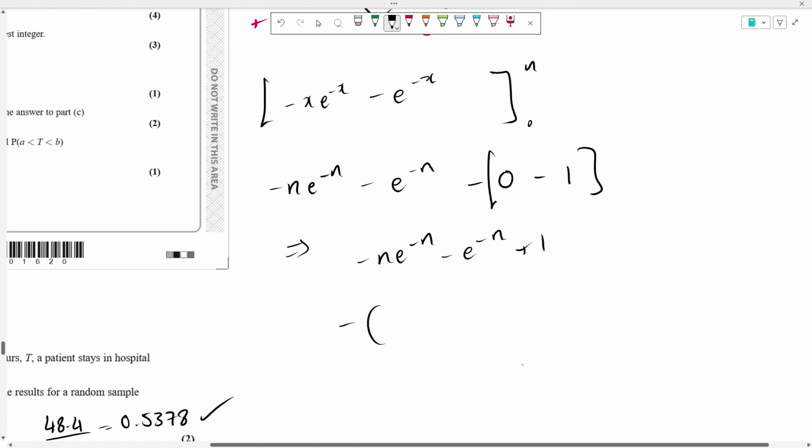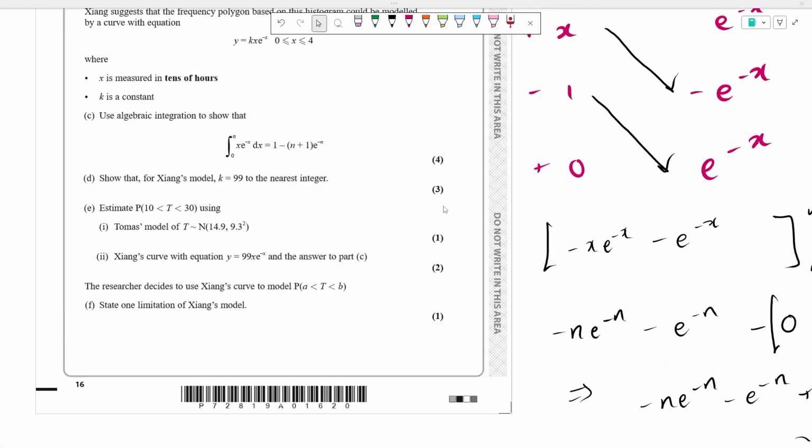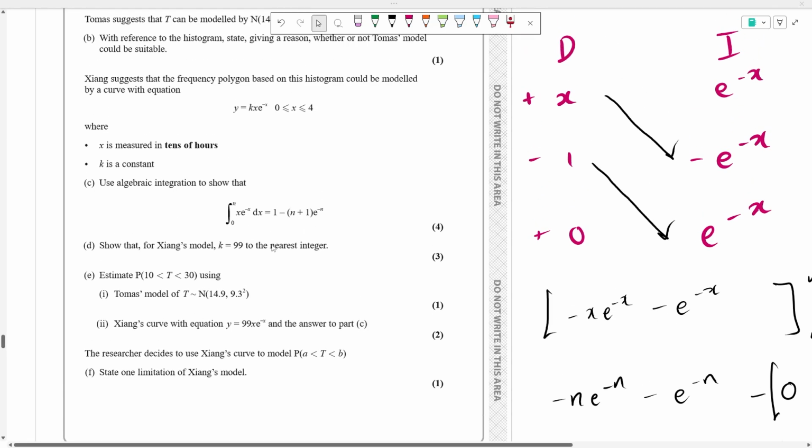In fact, let's not do the minus first for now. Do e to the minus n, minus 1 plus 1. We can factorize our minus 1 out, so this becomes positive. So that becomes minus e to the minus n times by n plus 1, which is the same thing as this. Part D. Show that for Zhang's model, k is equal to 99 to the nearest integer.